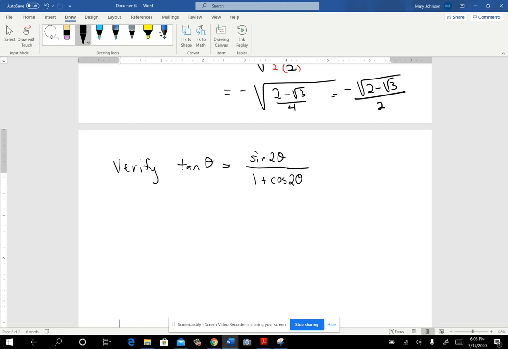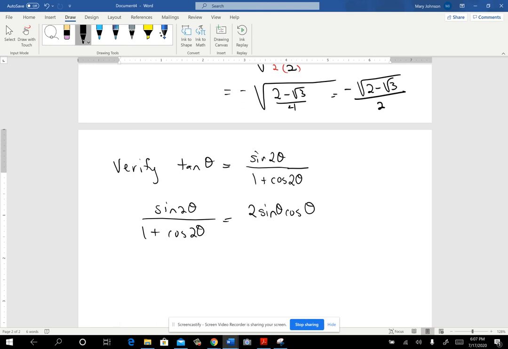All right. So looking at that, I might want to start with the right-hand side because it's more complicated and show that it equals tangent theta when I'm finished. So let me do that. I'm going back to some formulas for sine of 2 theta, and it equals 2 sine theta cosine theta.